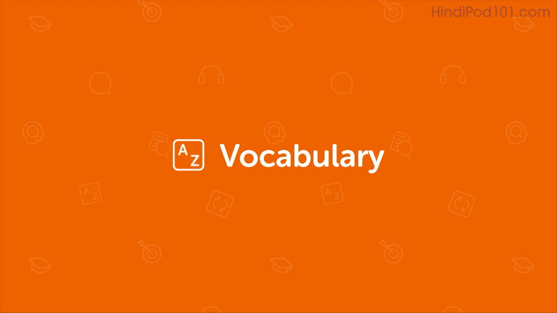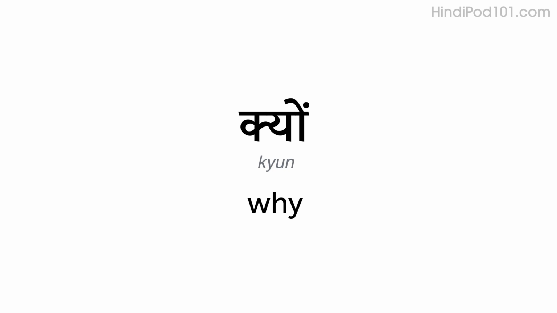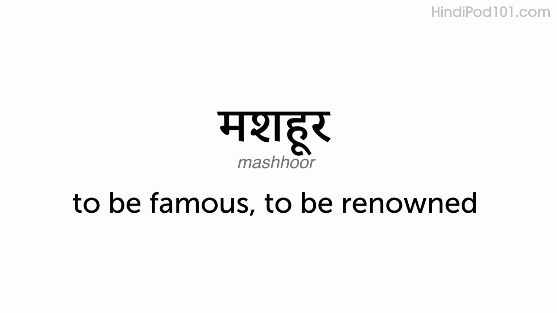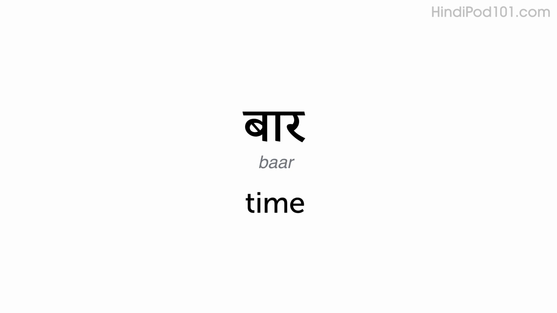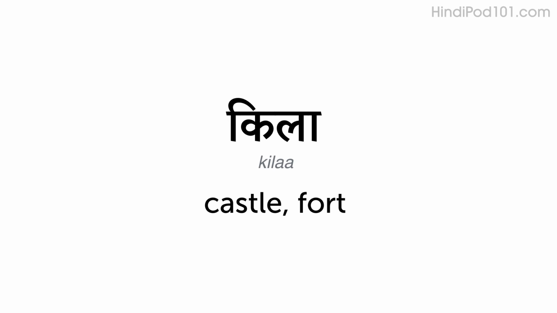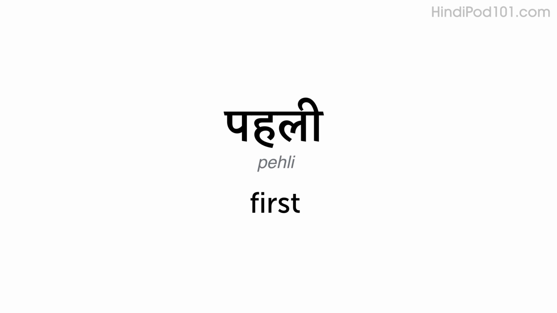Now you'll hear the key vocabulary, followed by the English translation. क्यों: Why? भी: Also. घूमने: sightseeing. मशहूर: to be famous, to be renowned. बार: time. के अलावा: apart from. किला: castle, fort. पहली: first.